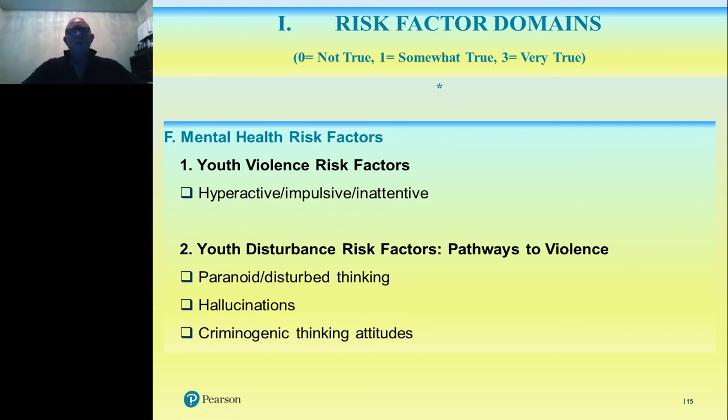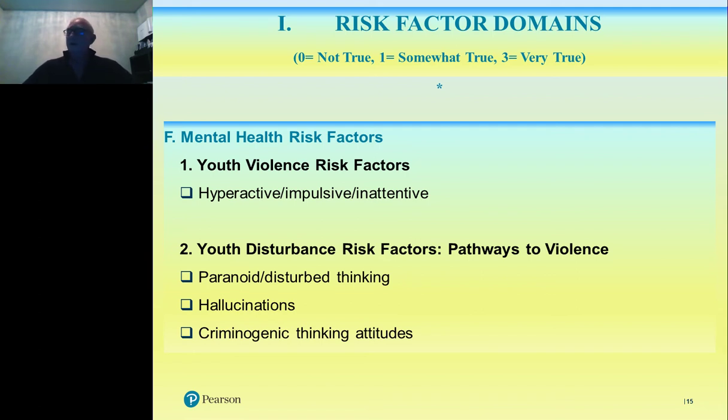Under youth disturbance risk factors and pathways to violence are some of the more overt and frank psychological problems. If a child has a paranoid attitude or way of processing the world, particularly if they see themselves as being victimized a lot, whether it is happening or not, that can be a contributing factor. If someone's coming from a highly violent home, also has violent exposure to peers, and is getting bullied, sometimes paranoid doesn't mean you're not out to get you. But if you see this as a filter across their worldview, that's a potential pathway as well.